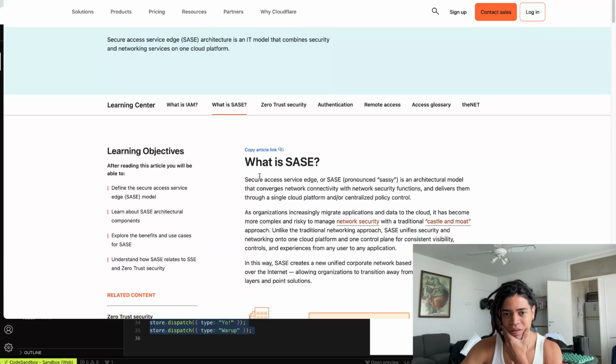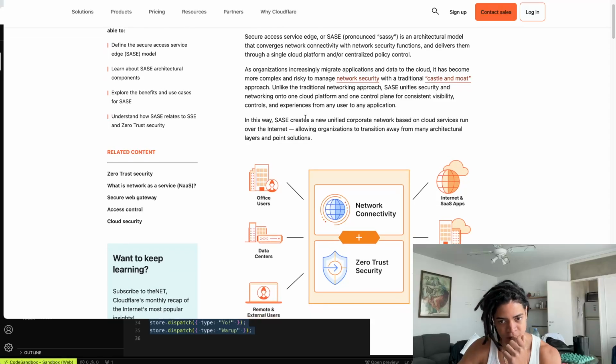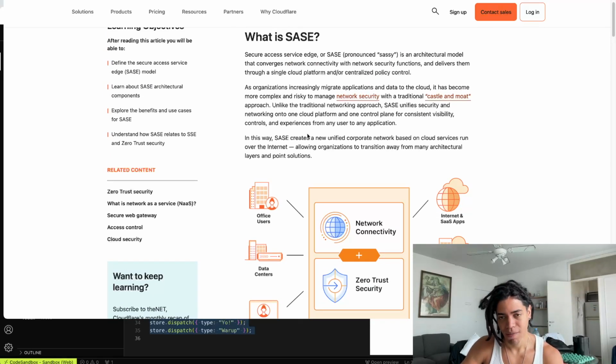Okay. So what is SASE? Secure Access Service Edge, or SASE, pronounced "sassy," is an architectural model that converges network connectivity with network security functions and delivers them through a single cloud platform or centralized policy controls. Network connectivity and zero trust with network security functions.